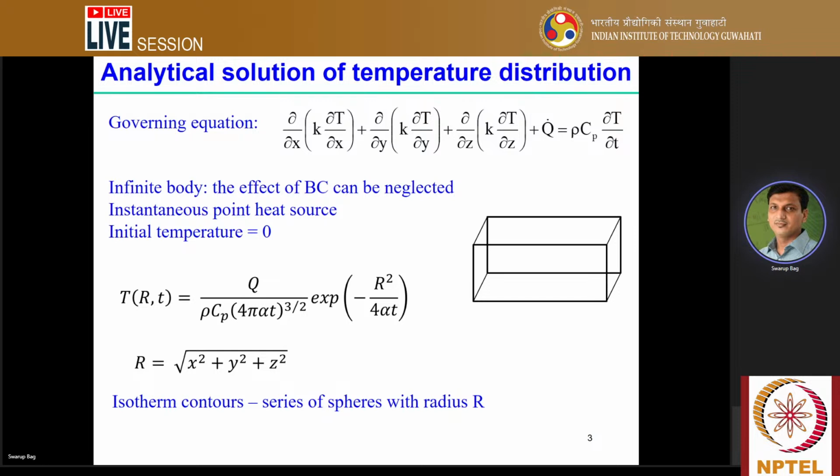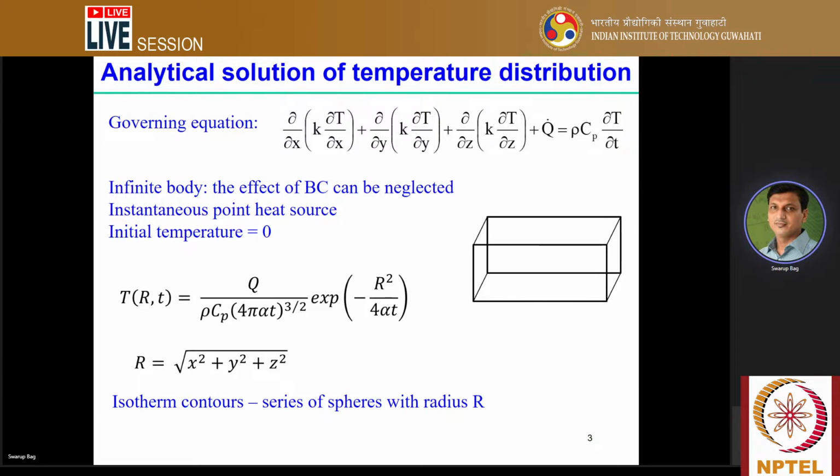Now, there are different ways to solve this particular heat conduction equation. You know how to solve a differential equation also, but not all kinds of differential equations can be solved analytically, or you may not get a direct solution. In that case, you go for the numerical solution. For example, we normally use finite element, finite volume, finite difference, these kinds of numerical techniques to solve these equations. But here I mentioned the analytical solution of temperature distribution.